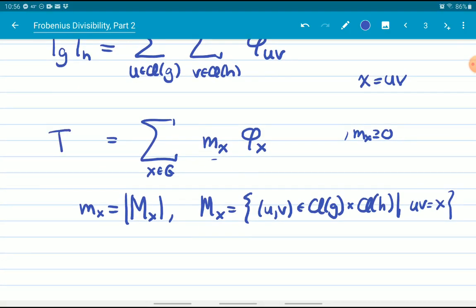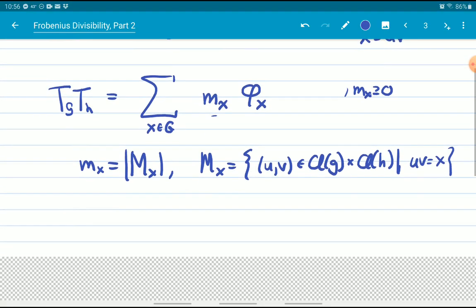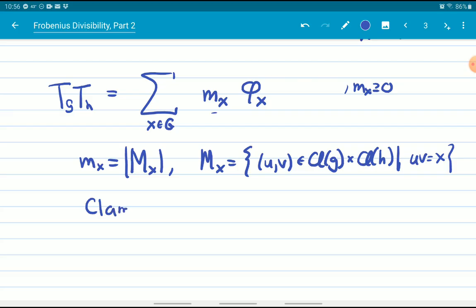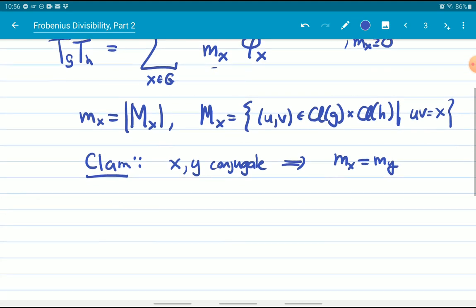Okay, so that's a formula for TGTH. But now there's a claim. If x and y are conjugate elements, then those two sets, mx and my, have the same size. You can check this for yourself. I'll just give the argument.